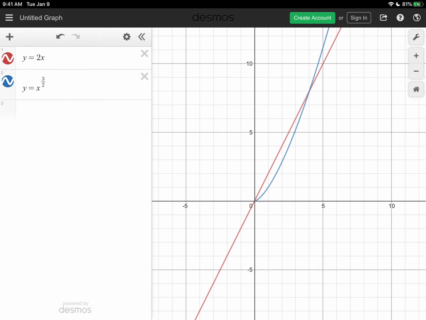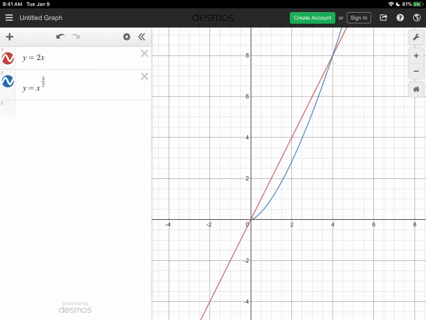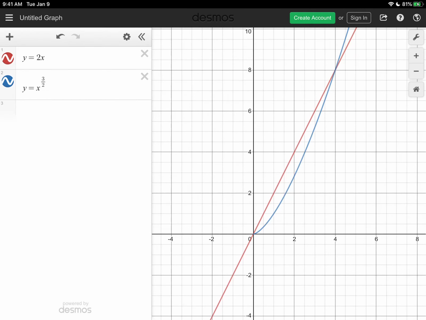So here it is. Now you should be capable of finding the points of intersection algebraically. How would we do that? We'd set the two equations equal and solve for x. But here is a quick way to find those points. They're going to intersect at 0, 0 and 4, 8. And we're looking at the region between the two graphs.